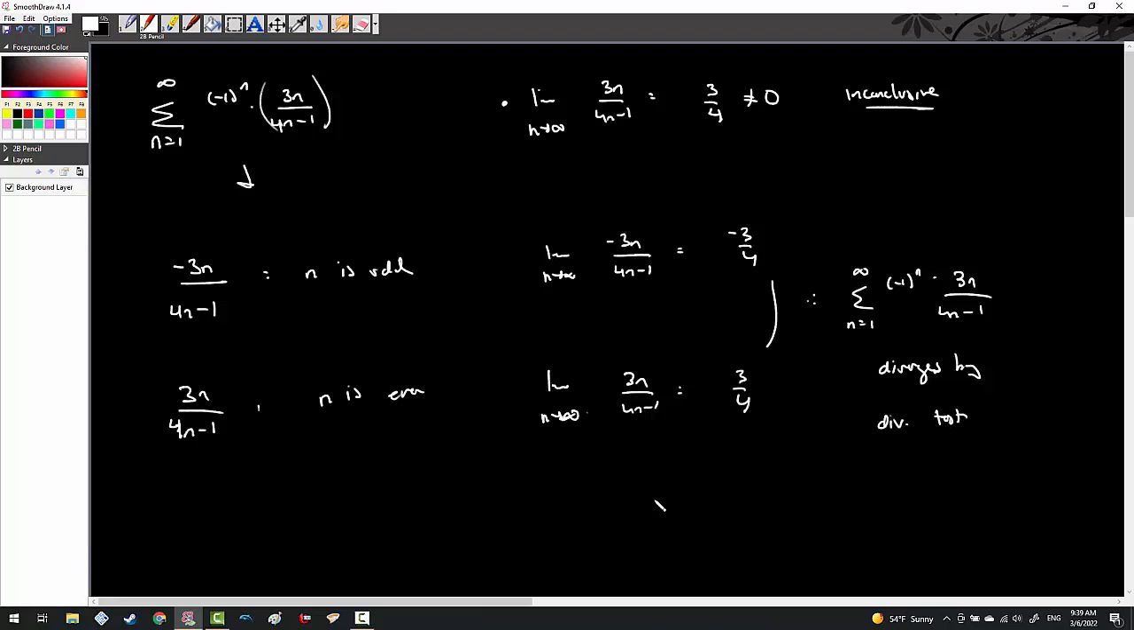So hopefully the alternating series test makes enough sense. I think it's pretty straightforward. It's pretty obvious when you would use it. You would use it when you have alternating series, things that alternate between pluses and minuses.